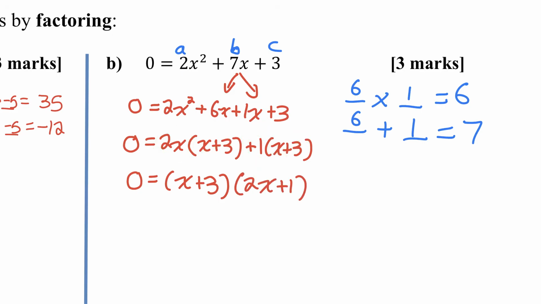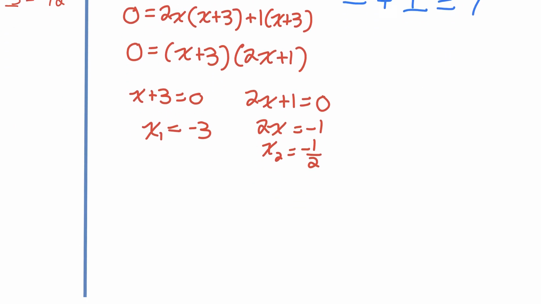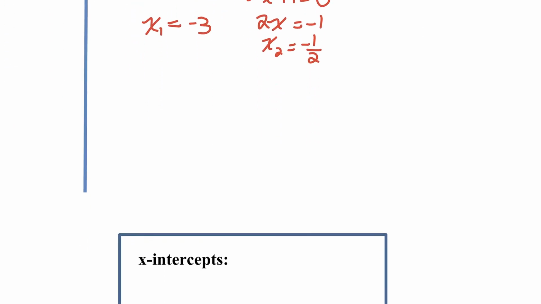And now that it's in factored form, I can just set each factor to 0 to see how the product of those two could be 0. So set x plus 3 to 0 and 2x plus 1 equal to 0. Solving each of those equations gets me two answers, my first answer being -3, and my second answer, if I rearrange this, I get -1/2, which means the x-intercepts of that quadratic would be at -3 and -0.5.